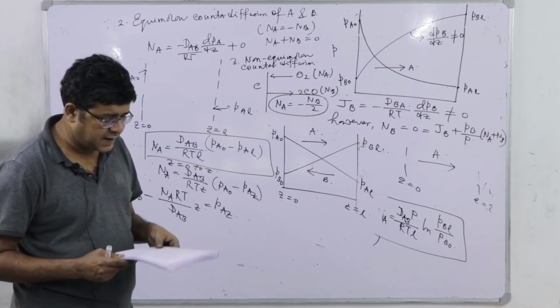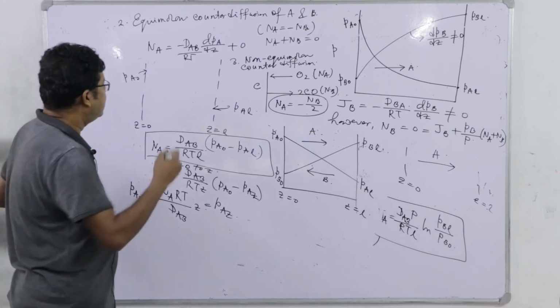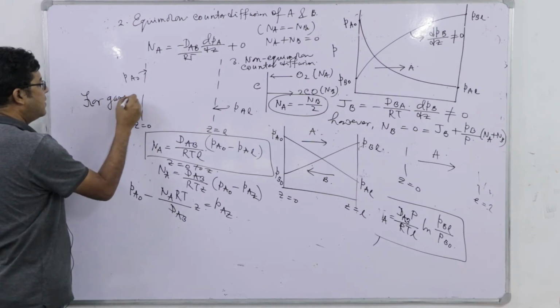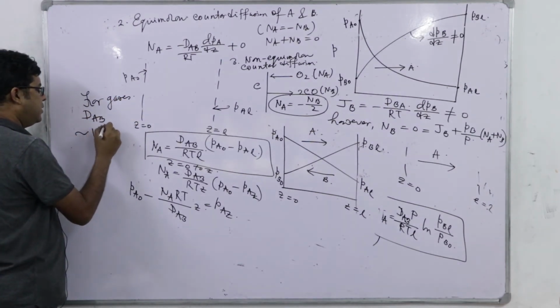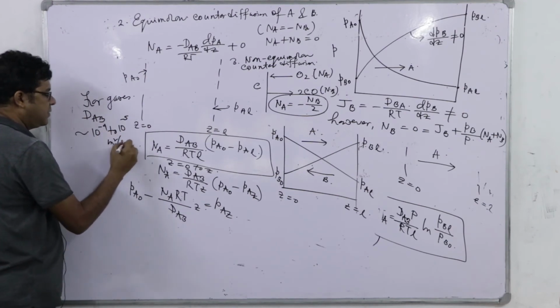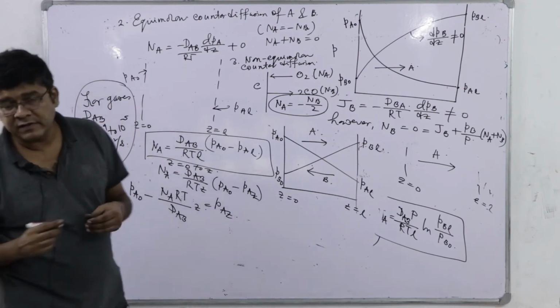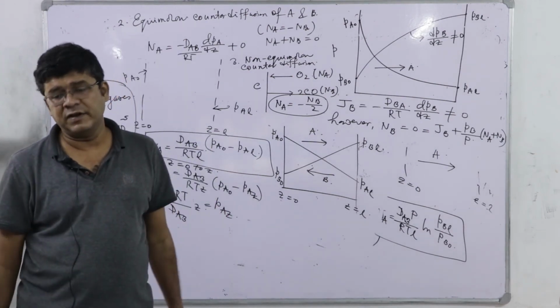So, you see the gas diffusion coefficient DAB for gases is in the order of 10 to the power minus 4 to 10 to the power minus 5 meter square per second, right, for gas diffusion. It is dependent on temperature and pressure. Now, the question is how will you measure it?